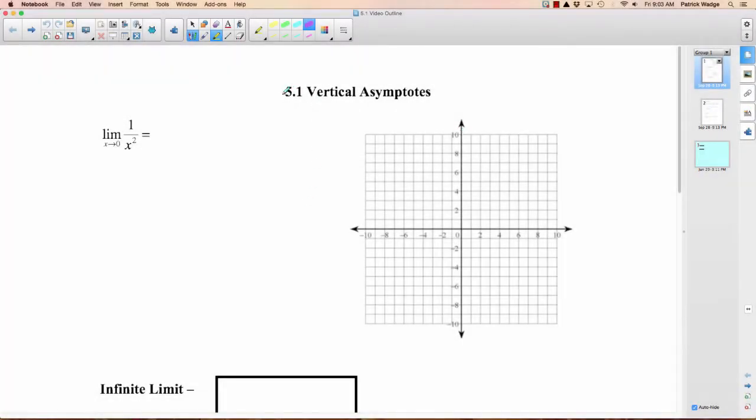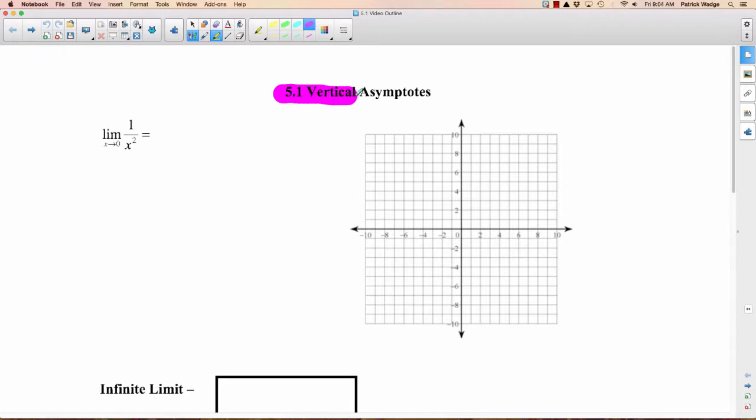Surprise! We're going all the way to section 5.1. Weird, eh? Just seems to make good sense to me. We're going to do 5.1, 5.2, and then we'll return to chapter 1 after that. So we're still going to be talking about limits here, and that's why I thought that I'd do this now. We're going to be looking at vertical asymptotes, which is something you've talked about before in your mathematics career, and now we're going to talk about it in terms of limits.